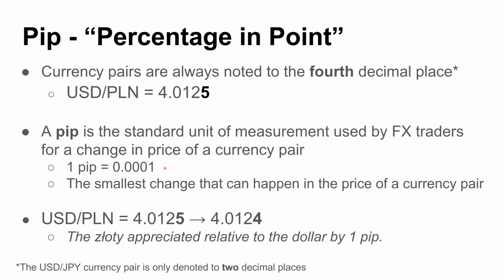It is equivalent to 0.0001 quote currency units, or in our case, the Polish zloty. For example, if the US dollar to Polish zloty exchange rate went from 4.0125 to 4.0124, it means that the Polish zloty appreciated in value relative to the dollar by 1 pip because it takes fewer zloty to buy the same 1 US dollar than it did before.